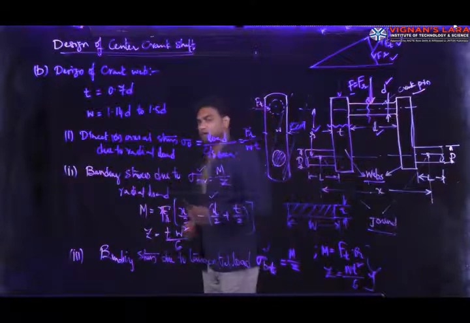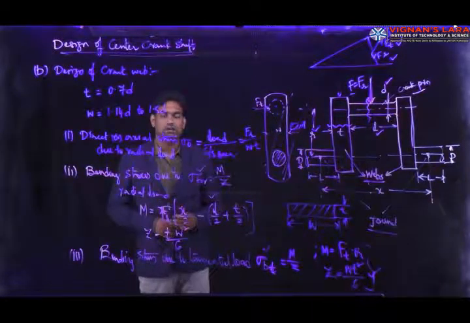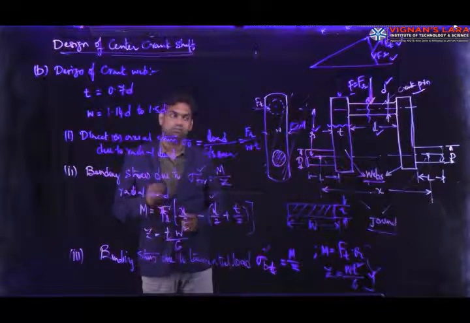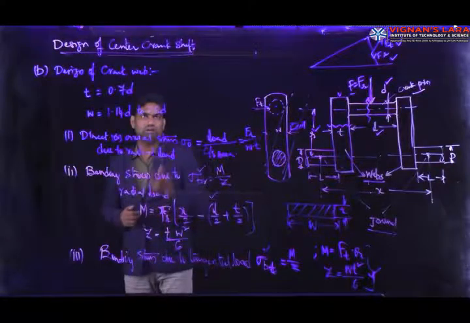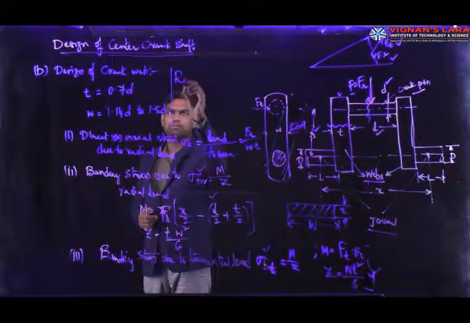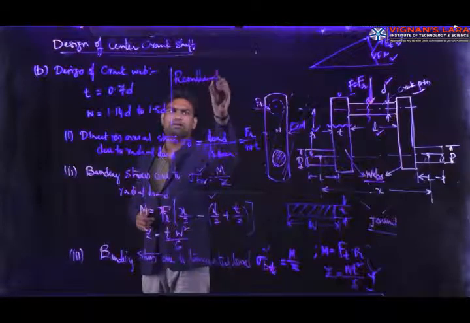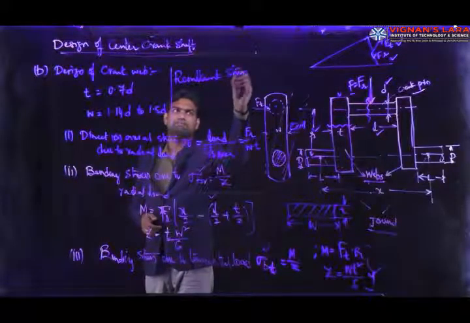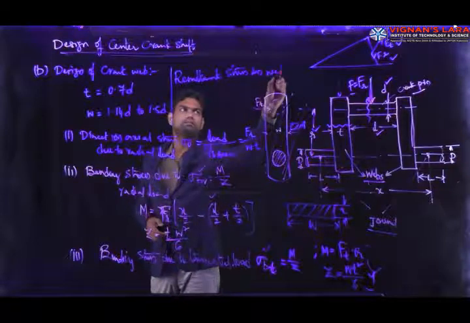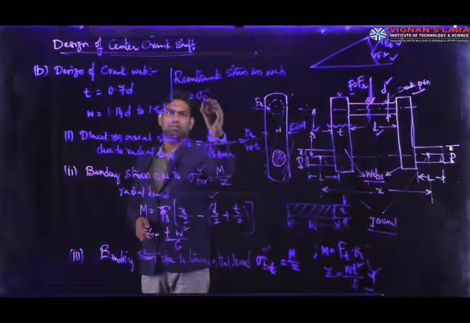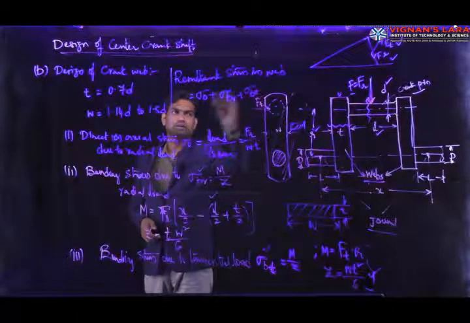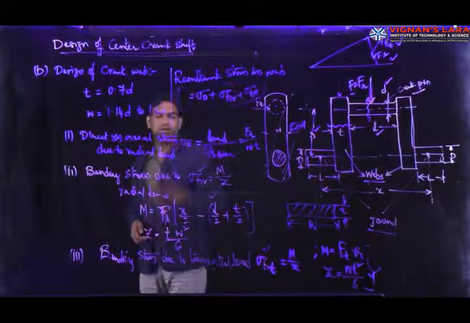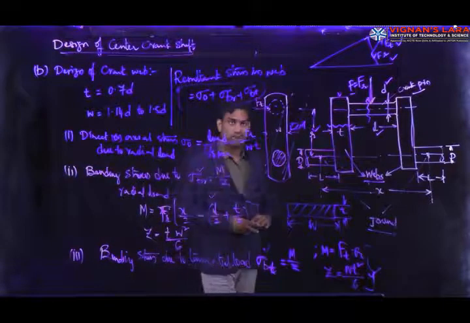So these are the three types of stresses induced in the crank web, but here we have to find out the maximum stress, that is, the resultant stress in this case. So the resultant stress in the web needs to be found out. It is given by the sum of all the stresses induced: sigma naught plus sigma Br plus sigma Bt. So this is the resultant stress induced in the crank web.